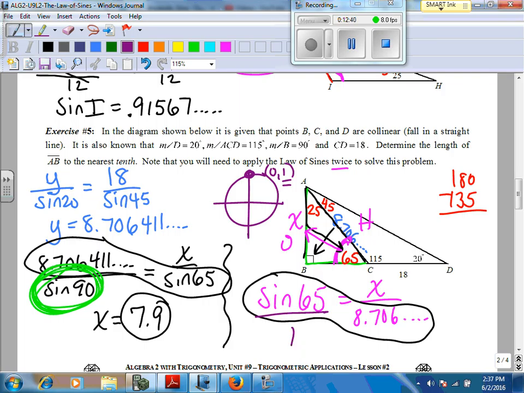So that's law of sines. Hopefully you've seen that before, but if not, now you just got a little refresher on it.